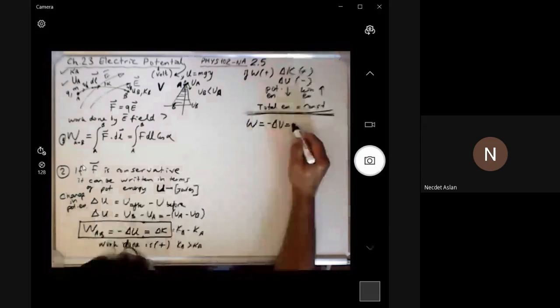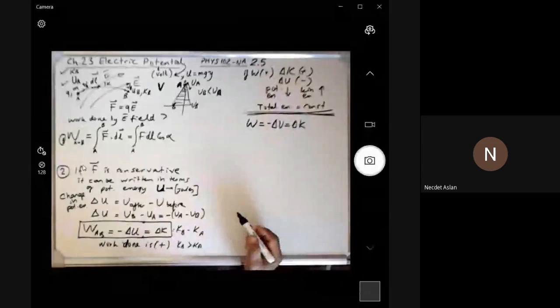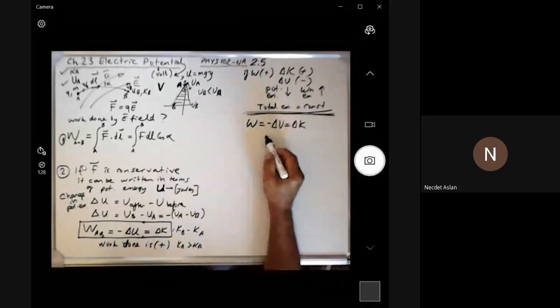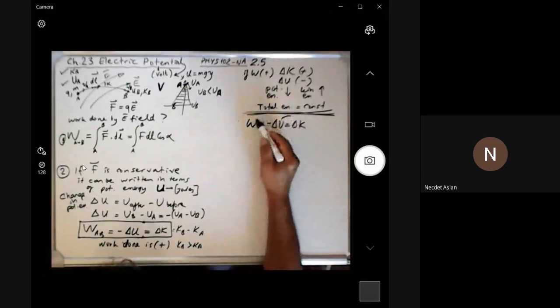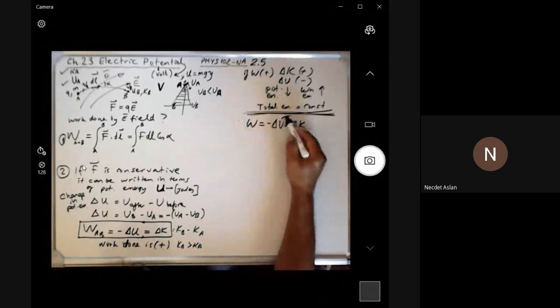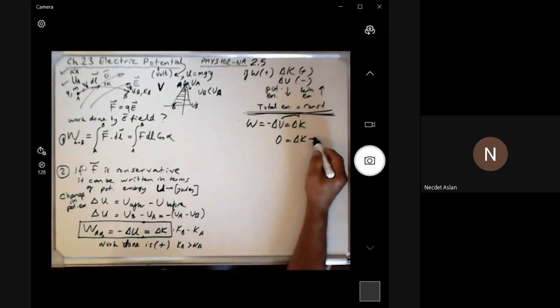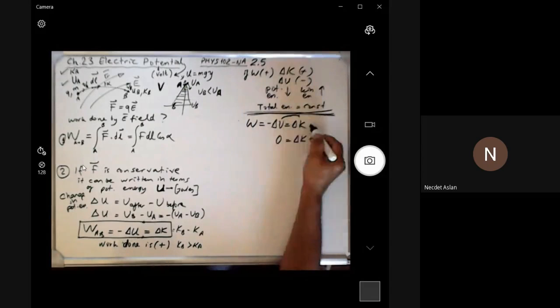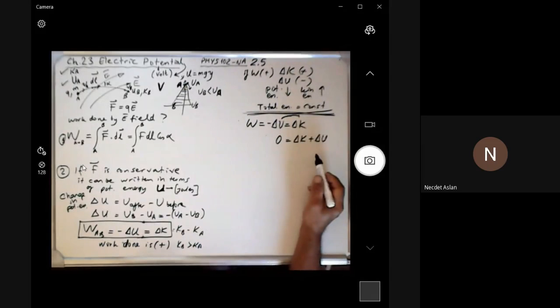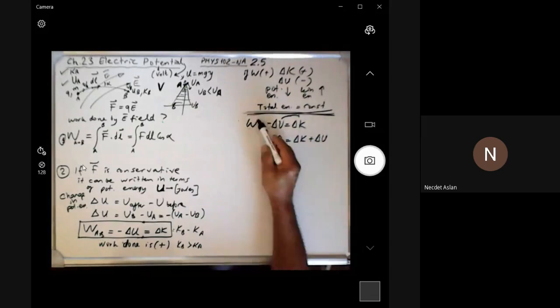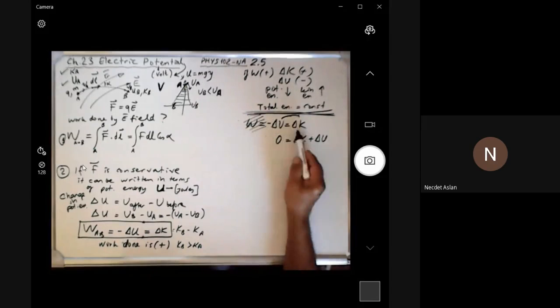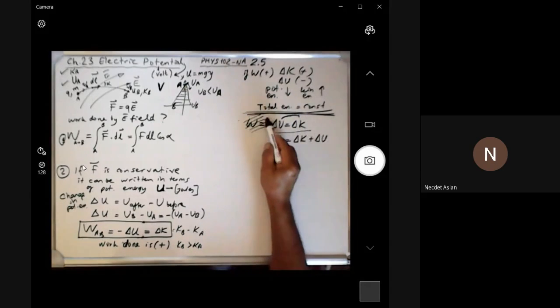Minus delta U is equal to also delta K. So if these are equal to each other, then if you put this delta U to the other side, we will have 0 equals delta K plus delta U, because this was minus. When you put it to the other side, it will be positive. We are not considering the other case, we just consider this part now.